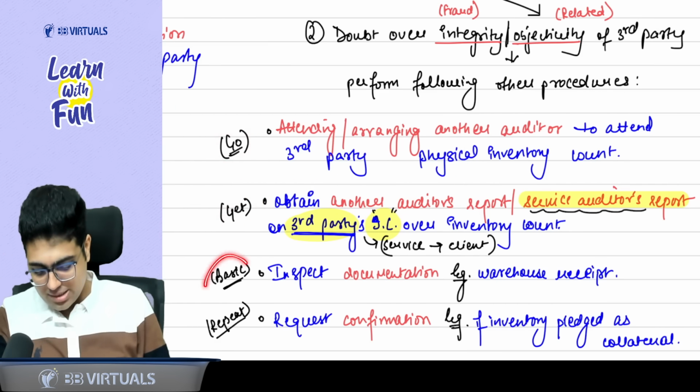Go means attend or arrange another auditor to attend the third party inventory count if practicable. Get means get another auditor report, service auditor report on third party's internal control over inventory. Basic thing is check the documentation like warehouse receipt. Repeat is requesting the confirmation when inventory is pledged as collateral. At the same time, you can also see the record of the goods sent by tracing it to the challans or e-way bills. This is a concept that you study in GST. Deal done? Done, sir.